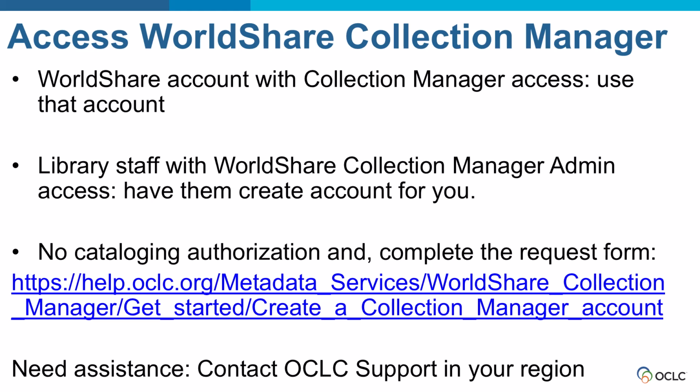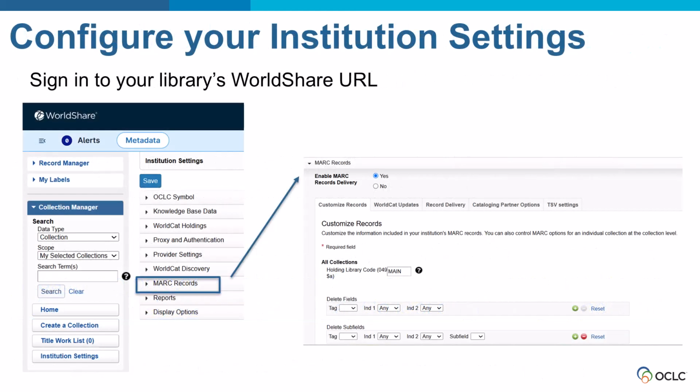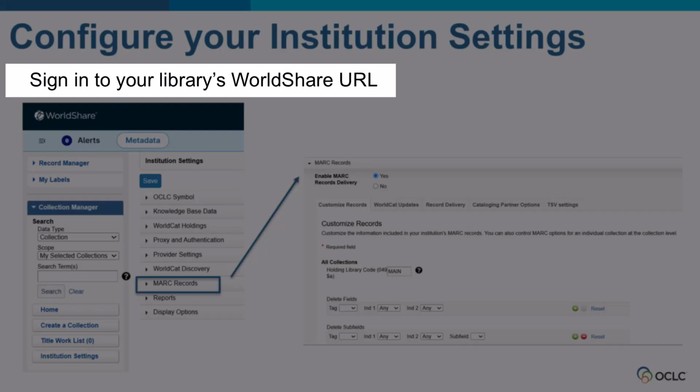You will receive an email with login and password instructions to access the WorldShare platform. For assistance with creating an account, contact OCLC support in your region. You will need to confirm that your institution settings for MARC records are configured. To begin, go to your library's custom WorldShare web address and sign in with your WorldShare username and password.